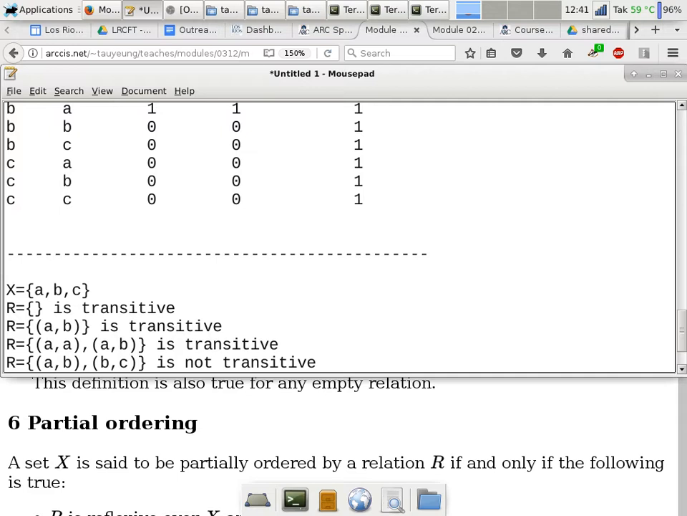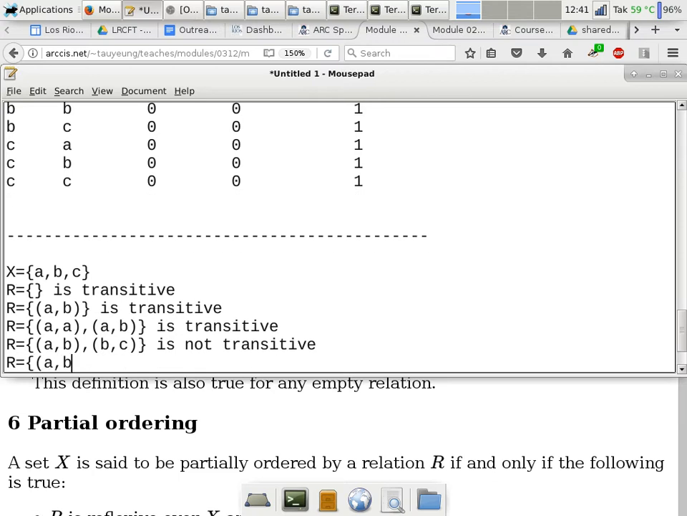It makes the left-hand side true, but it makes the right-hand side false, because A or C is missing from the relation. Which brings us to the last item. How do we make this transitive again? So R is AB, BC, and all I need to do is add AC to the whole thing. Now it is transitive again. Is that okay?